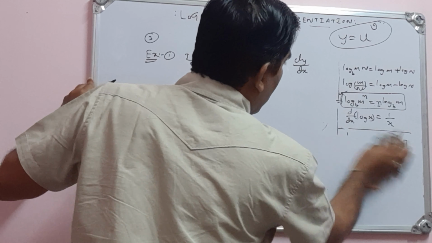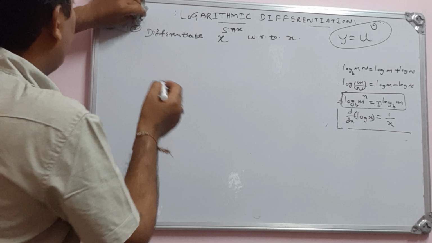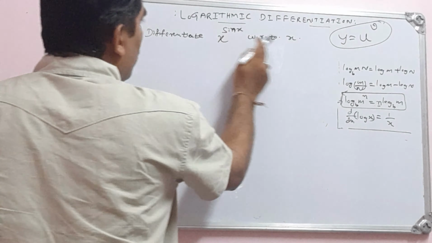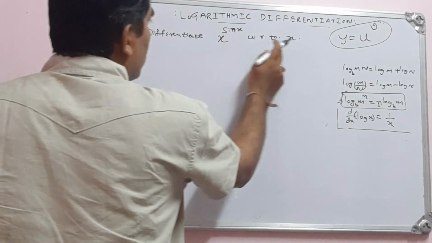Differentiate x to the power sin x with respect to x. This is also for 2 or 3 marks, so let me write this as a 3 marks question. Very simple. We cannot differentiate it directly. Why? Because it is a function raised to a function. x is a function, and the power is a function.